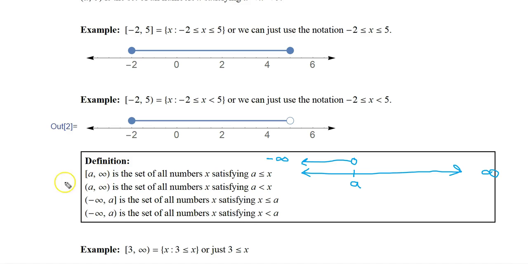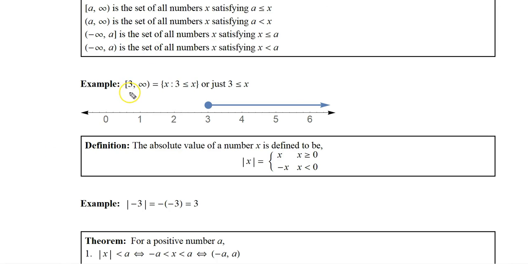So for example, what would the set 3 to infinity with a closed bracket at the 3 represent? Well, that would be all the numbers greater than or equal to 3. So it would just be all of these numbers from 3 all the way out to positive infinity. So it would be numbers like 3, 3.5, 4.1, 5.8, and just continuing on to infinity.